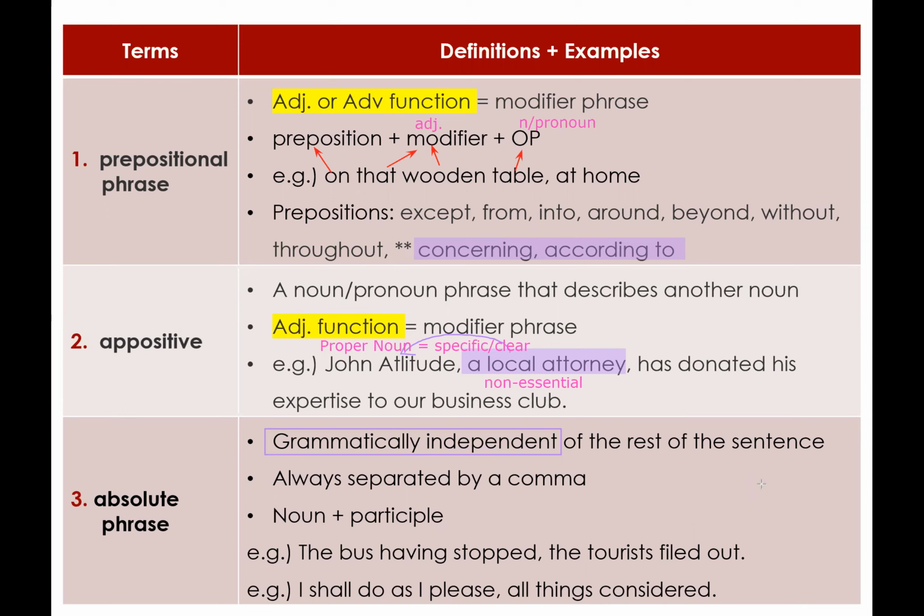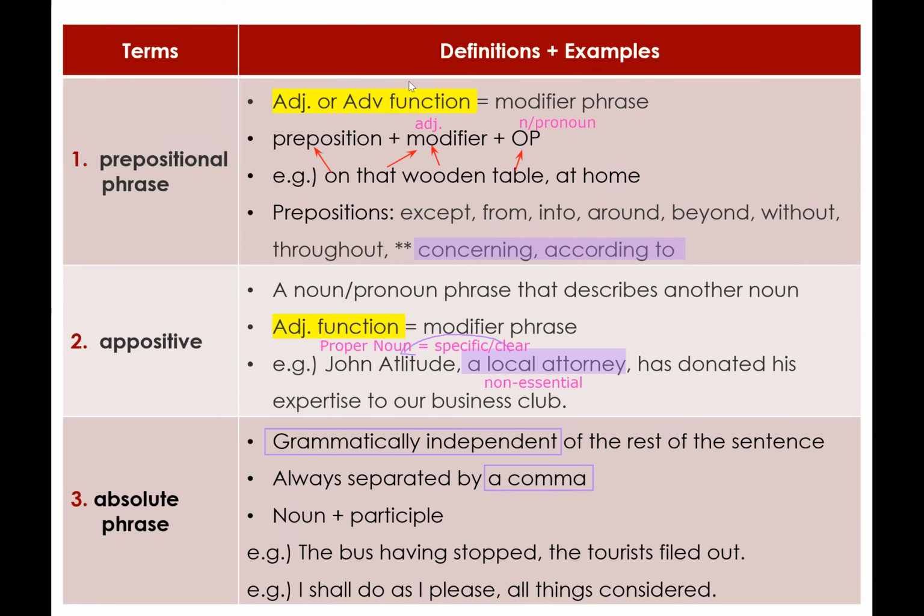All right. It is not noun function. It is not adjective or adverb function, so it's not a modifier either. And it is always separated by a comma because it is a separate part of the sentence. It doesn't affect the sentence in any way. And the composition of an absolute phrase is noun plus participle.